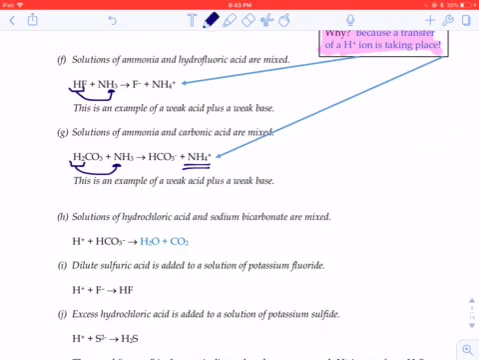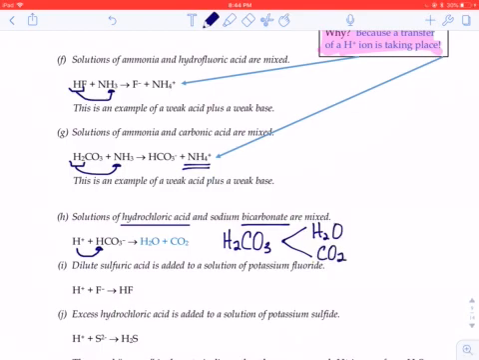This one, you might be wondering, wait, what's going on here? Well, you still have that transfer. The H plus from our hydrochloric acid is going to go with the bicarbonate part of our sodium bicarbonate. When H plus moves over there with HCO3 minus, you get H2CO3. But you might recall, I said before, H2CO3 is not a very stable acid, and it's always going to break down into water and carbon dioxide.